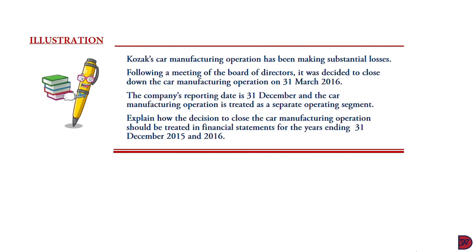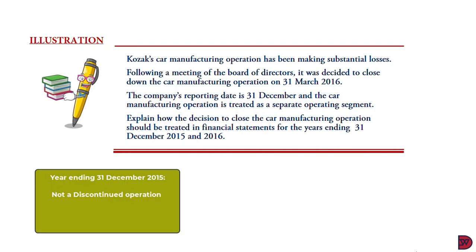So Kozak's car manufacturing operation has been making substantial losses. Following a meeting of the board of directors, it was decided to close down the car manufacturing operations on 31st March 2016. Now the company's reporting date is 31st December and the car manufacturing operations is treated as a separate operating segment. Now explain how the decision to close the car manufacturing operations should be treated in the financial statement for the year ending 31st December 2015 and 2016.